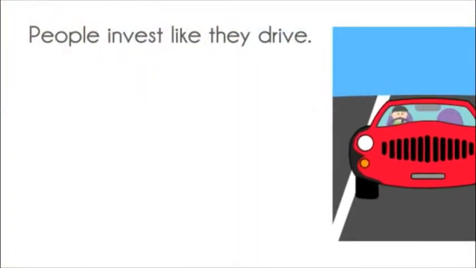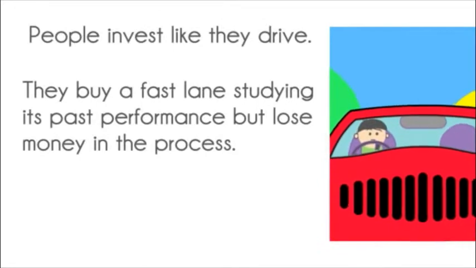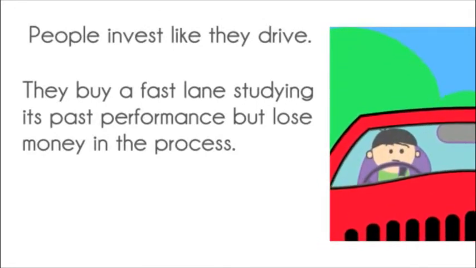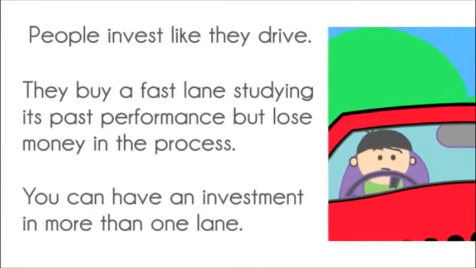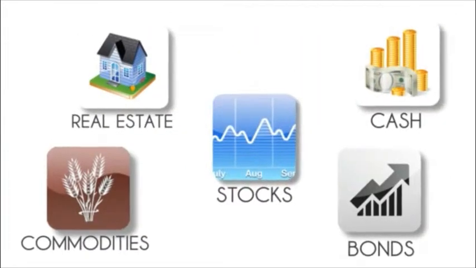Some people invest like they drive. They buy a fast lane, studying its past performance, but lose money in the process. Investing doesn't have to be about choosing one lane. You can have an investment in more than one lane. This is called diversification. Consider the various asset classes.